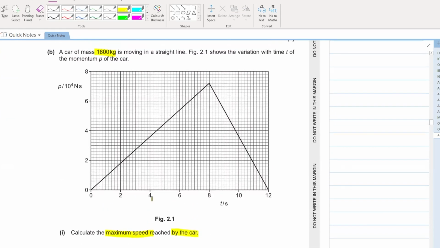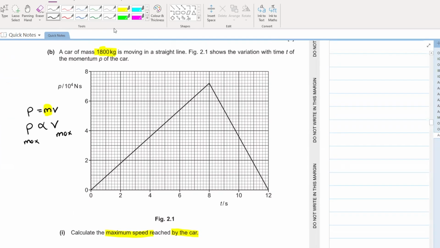Perfect. So if you notice, what is the formula of momentum? Momentum is equal to mass into velocity. This mass is a constant value of 1800 kg. So can I write it like this? Momentum is directly proportional to velocity. If your velocity is maximum, your momentum should be maximum. But at maximum momentum, your velocity will be maximum.